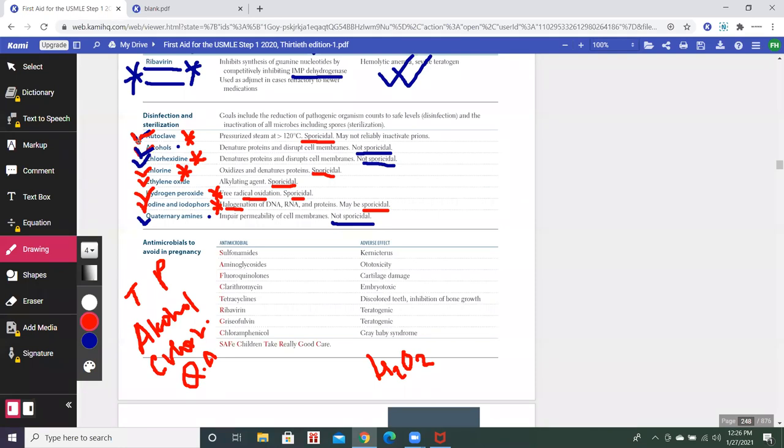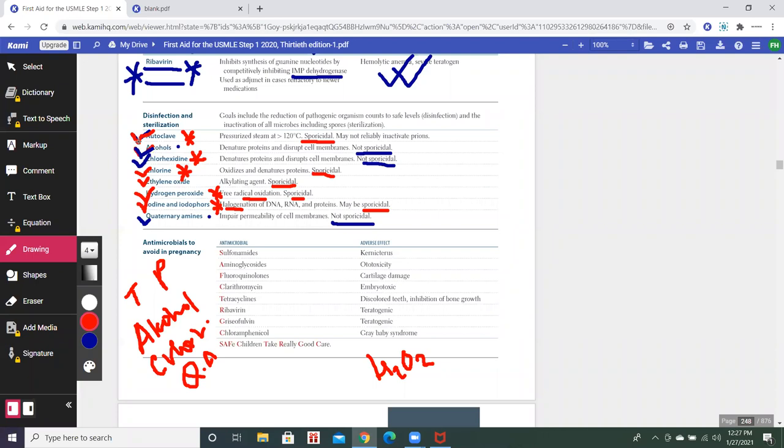Then you will have questions regarding the method. They will ask you that they did a process of sterilization where they caused halogenation of the DNA and RNA of the bacteria. What was the method of sterilization used? The answer is iodination or iodophors. Then you can have another type of question where they ask you that there is a method of sterilization used where they induced free radical formation. What was the method used? The answer is hydrogen peroxide.